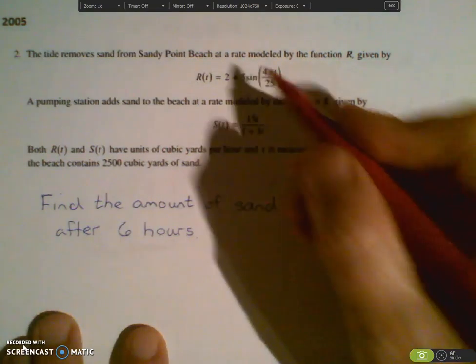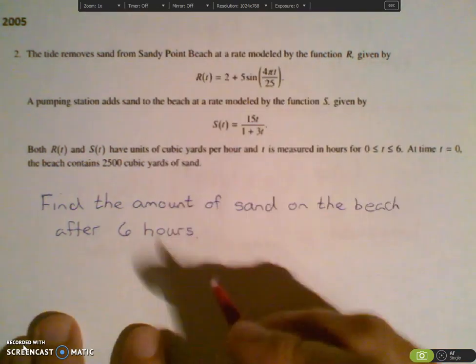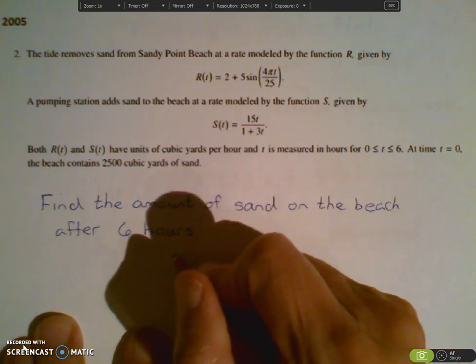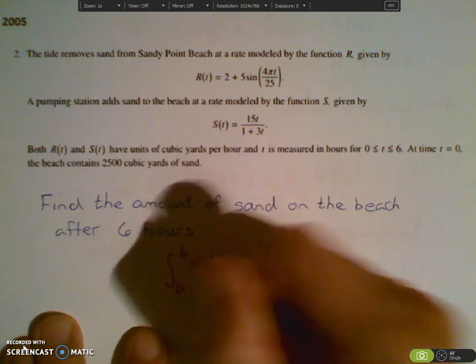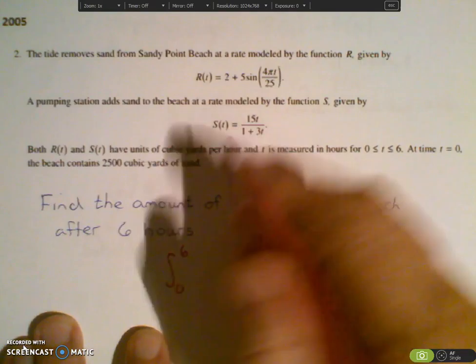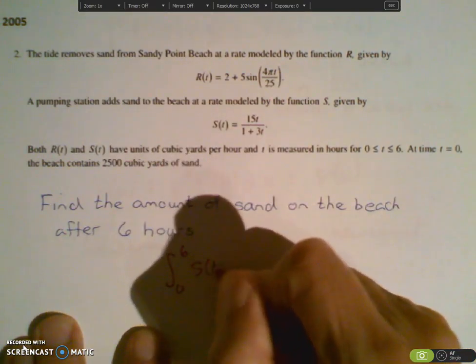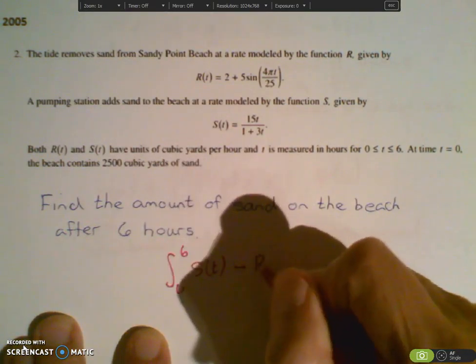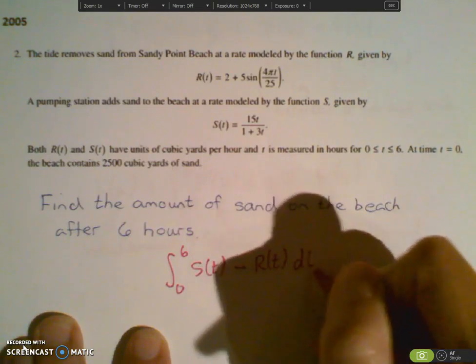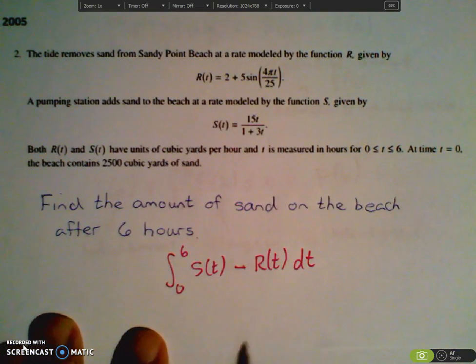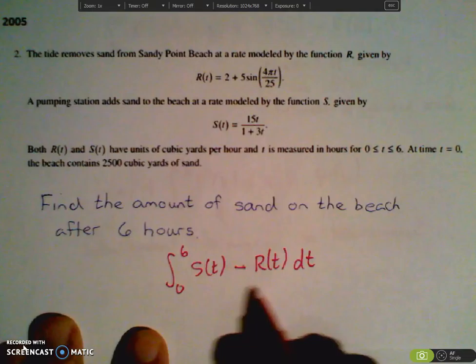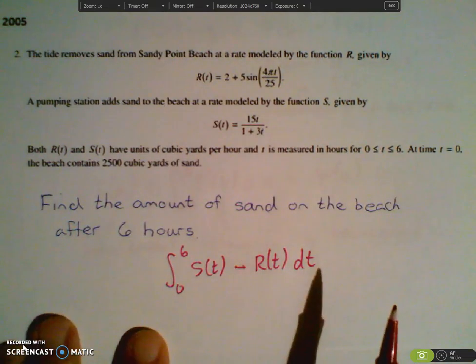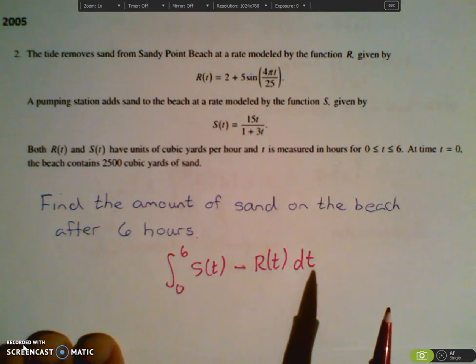Again, many students think if you integrate these rates, you'll be getting the amount of sand. So they would integrate from 0 to 6, and we have sand that's being added, so that's positive, minus, we've got it being removed, so I'm going to subtract. And remember, this is not going to give me the amount of sand on the beach. It gives me the change in the amount of sand on the beach.